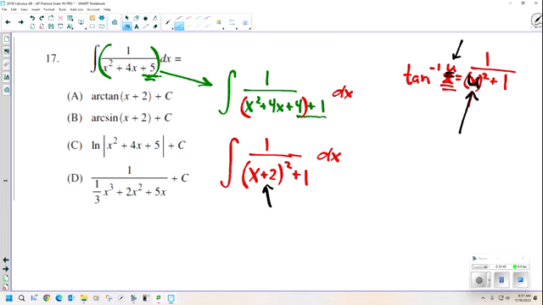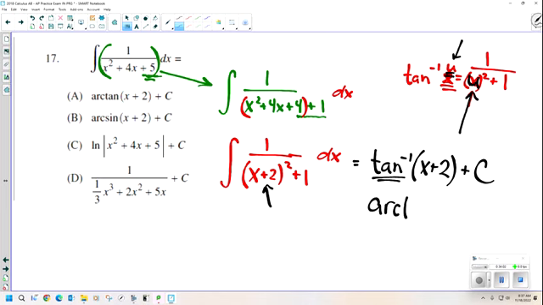Oh, it drives me crazy. So it's tan negative 1 of x plus 2. And then you got to do plus c because we're integrating without bounds. And this is the same thing as saying arctan. It's not arcsine, it is arctan.